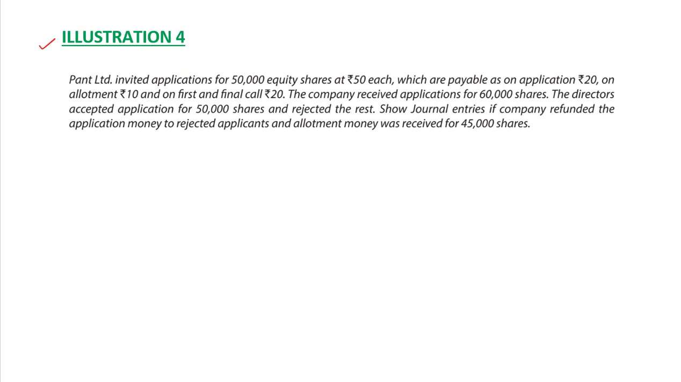Next illustration, illustration 4. Pant Limited invited applications for 50,000 equity shares of rupees 50 each, which are payable as: on application 20, allotment 10, and first and final call 20. The company received applications for 60,000 shares. The directors accepted applications for 50,000 shares, and rejected the rest, that is 10,000 shares. Show journal entries if the company refunded the application money to rejected applicants and allotment money was received for 45,000 shares.